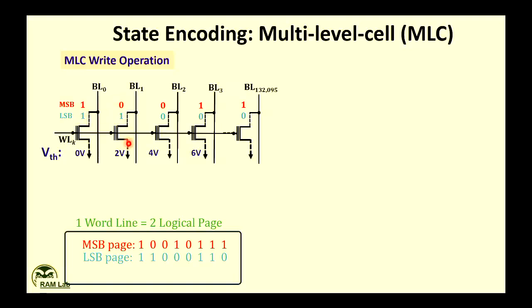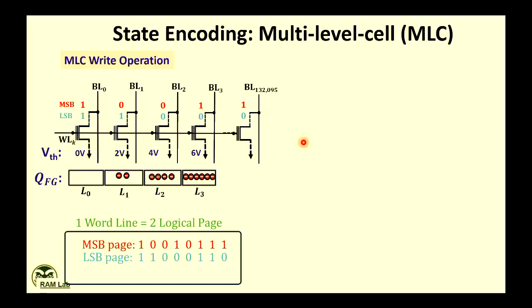It is 0, 1, so it is the next threshold voltage step, 2 volt. This is 4 volt, which is the threshold voltage of this third transistor, and the threshold voltage of the fourth transistor will be 6 volt, and so on. So you can map the user data, which is randomized data, in the MSB page and LSB page, and you write it on the array. So this is a write part, a normal write, right?